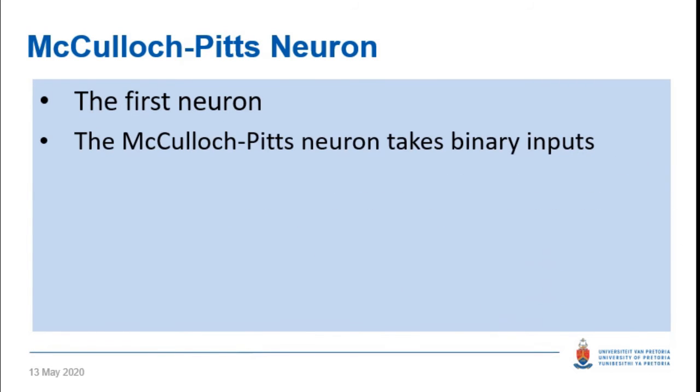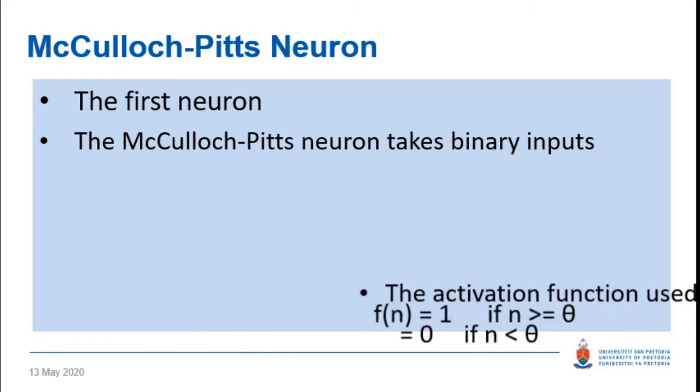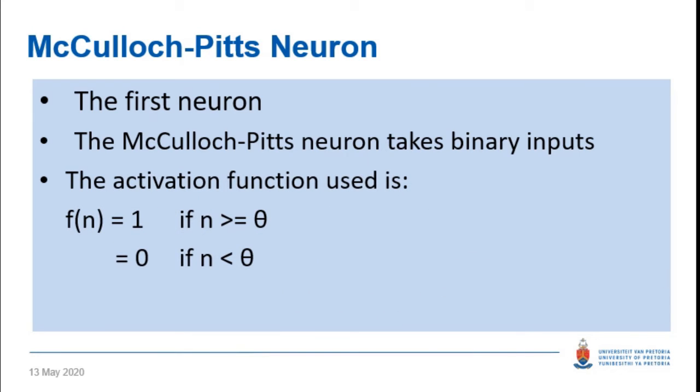It basically takes binary inputs and produces binary outputs. The activation function is a very simple activation function. It's a step function. So it will output a 1 if the sum of the weights and the inputs is greater than or equal to a theta value, and 0 if it's less than the theta value. So you'll notice I've mentioned just the sum of the inputs and the weights and no bias. This neural network doesn't have a bias included in its architecture.